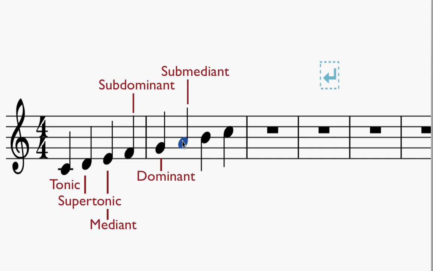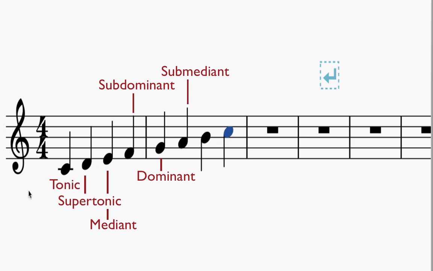Submediant is 6. So submediant, it doesn't make a lot of sense. It kind of does if you think about it. So 3 is our mediant, right? This mediant is 3 scale degrees below tonic. In the same way that the mediant was 3 scale degrees above tonic, submediant is 3 below tonic.